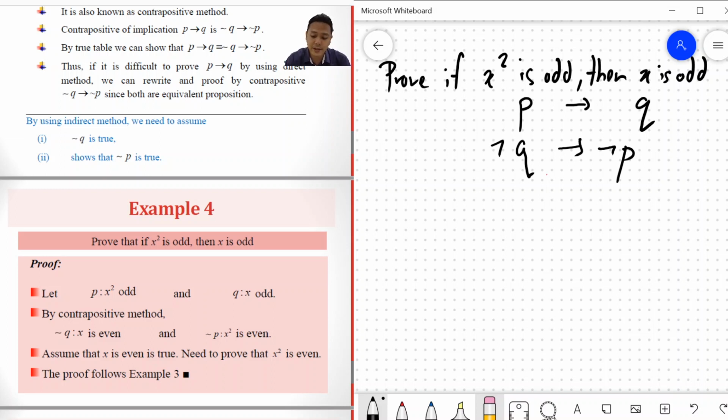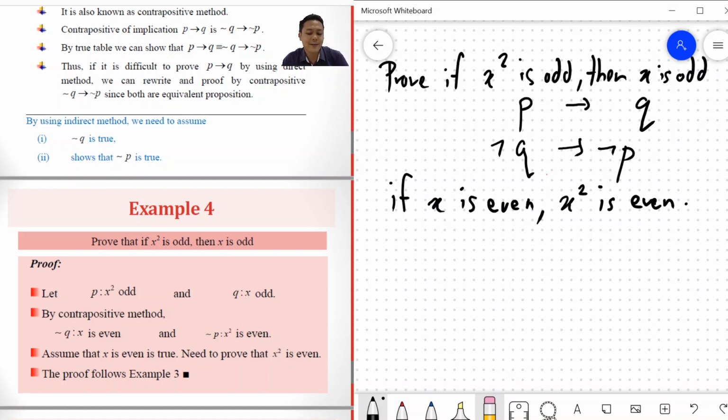For example, if I change this, if x squared is odd, then x is odd, what will be not Q implies not P? It will become: if x is even, then x squared is even. It should be not odd, but right now we have only two universe in the case of even and odd. Therefore, not odd guaranteed to be even. I need to show that if x is even, x squared is even.